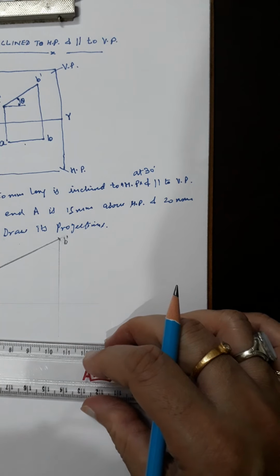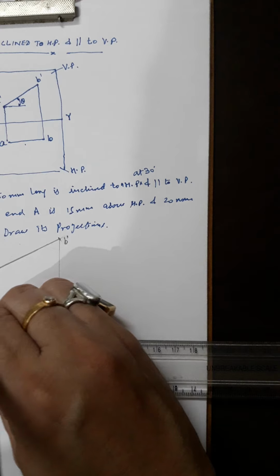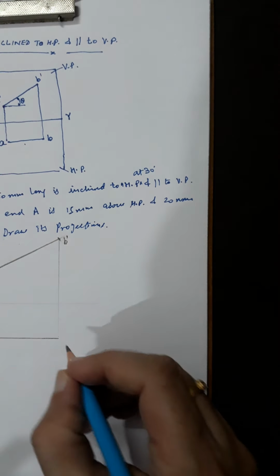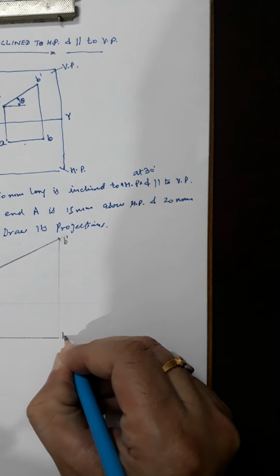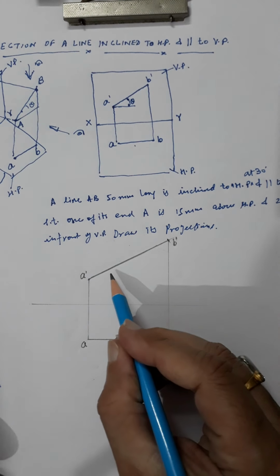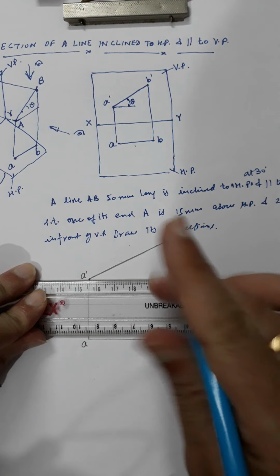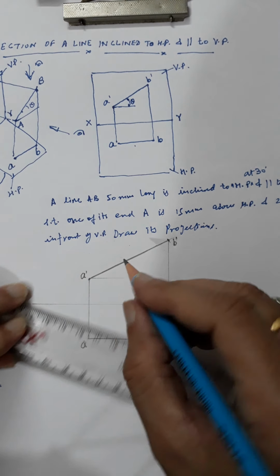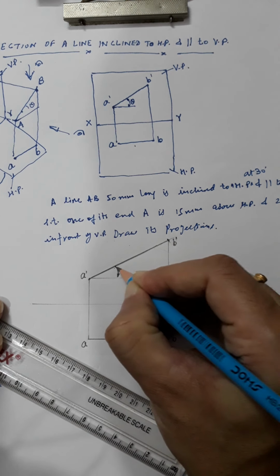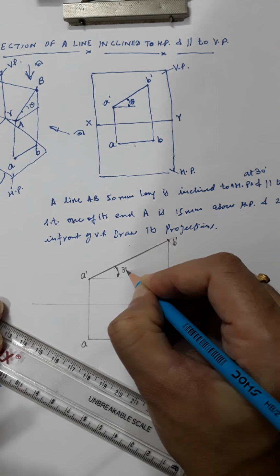Now from this A in the top view, you need to draw the horizontal line parallel to XY. So this is B. Now you can see the difference. This is the front view, A dash, B dash. This angle is 30 degrees. So you can also mention this, because you have to show the dimensions as well. So this is 30 degrees.